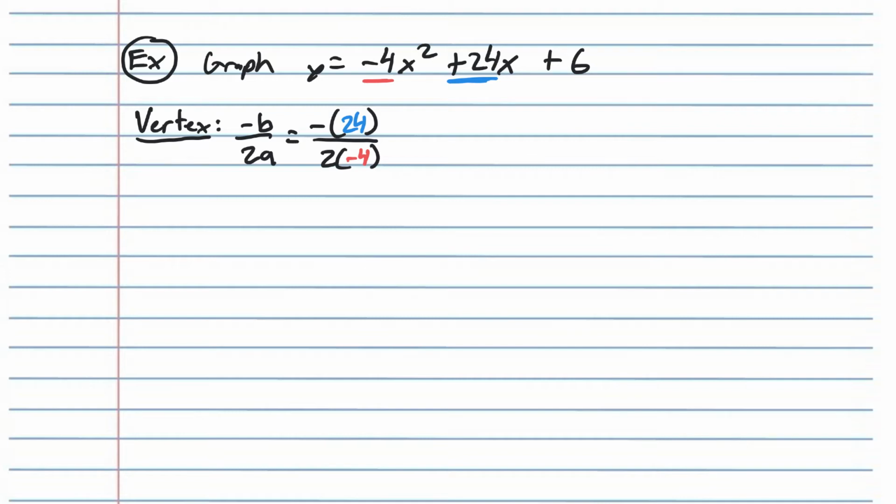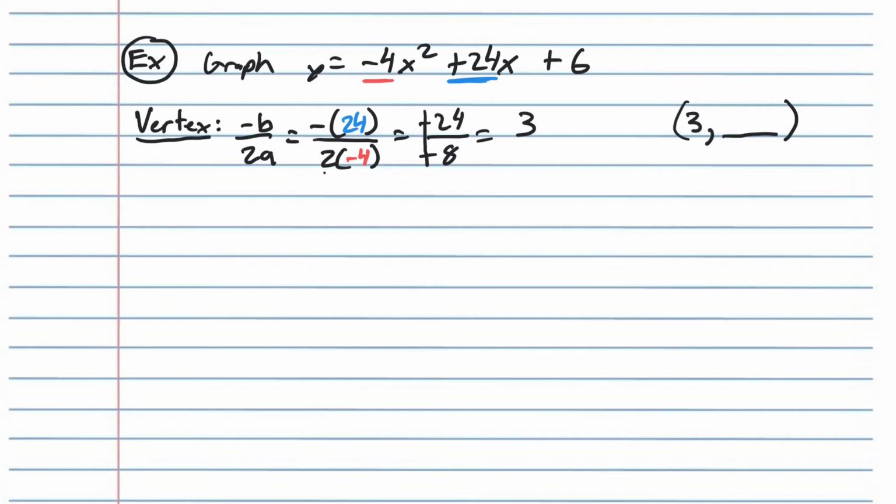So negative and 24 make negative 24. 2 times negative 4 make negative 8. And now we can simplify, right? The negatives are going to cancel each other out. And 24 divided by 8 works out very nicely and gives us 3. Okay? So we know our vertex is going to be 3, comma, something. We don't know what the something is yet, but that's fine. Right? The 3 is the key information there.